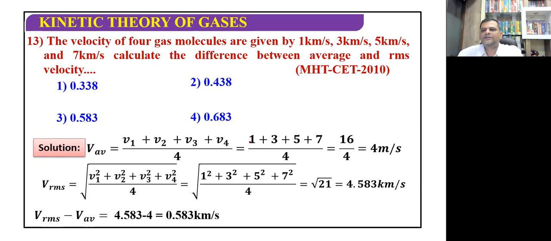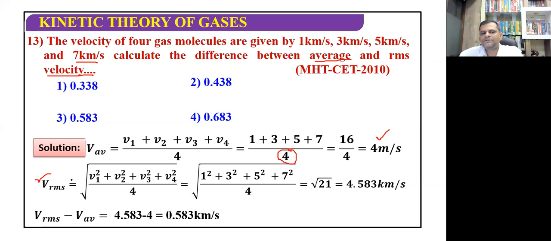The current velocities of 4 molecules are given as 1 kilometer per second, 3 kilometer per second, 5 kilometer per second and 7 kilometer per second. So we have to find out the difference between average velocity and RMS velocity. What do you mean by the average velocity? Just the sum of all the velocities divided by number of molecules, that is 16 by 4, which happens to be 4 meter per second here.